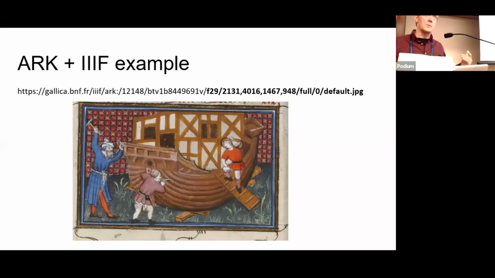Okay, so to start with, the ARK scheme is thoroughly decentralized. You set up your own resolver, you run your own resolver, you can publicize your identifiers as if they are rooted at your domain. So that's how the French National Library does that. Actually, they use ark.bnf.fr, but they send it to gallica.bnf.fr.